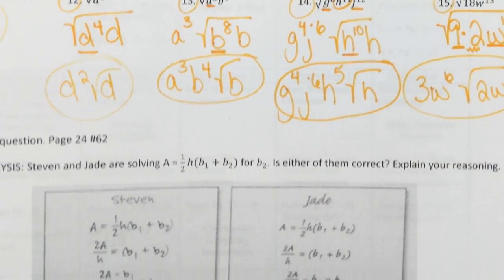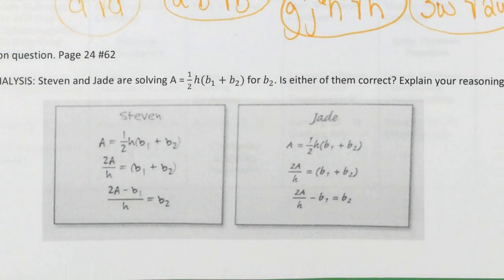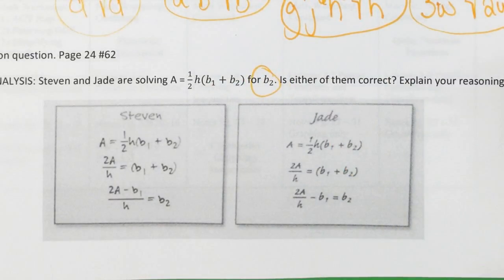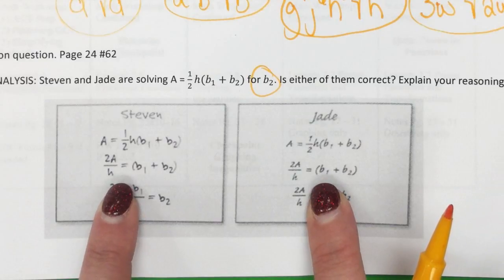Number 16. All right, what does it want us to solve for? Which B? B sub 2. Very good. All right, so they're both right. They both plug everything in the same, okay?